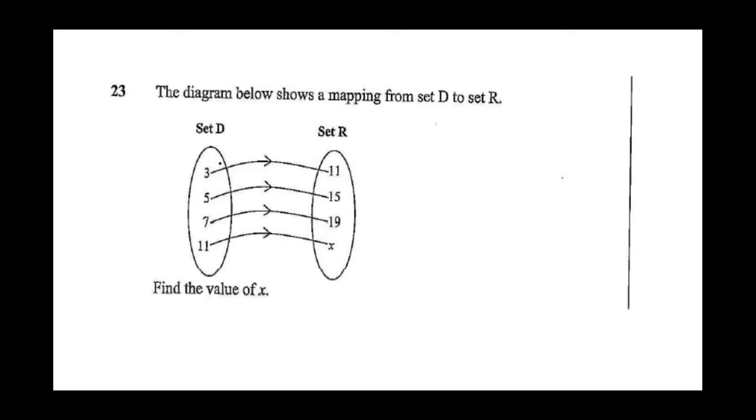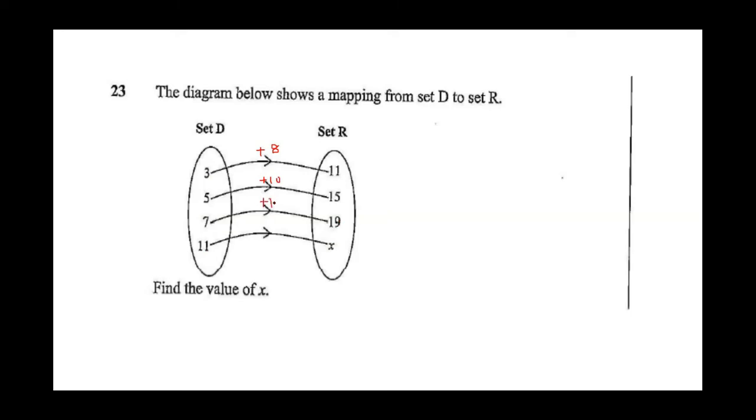23, the diagram below shows a mapping from set D to set R. So you just have to check from 3 to 11, from 5 to 15, from 7 to 19, from 11 to X, what was really happening here. So 3, here they added 8. So 3 plus 8, this one gave us 11. Then 5 to 15, meaning they added what? A 10.